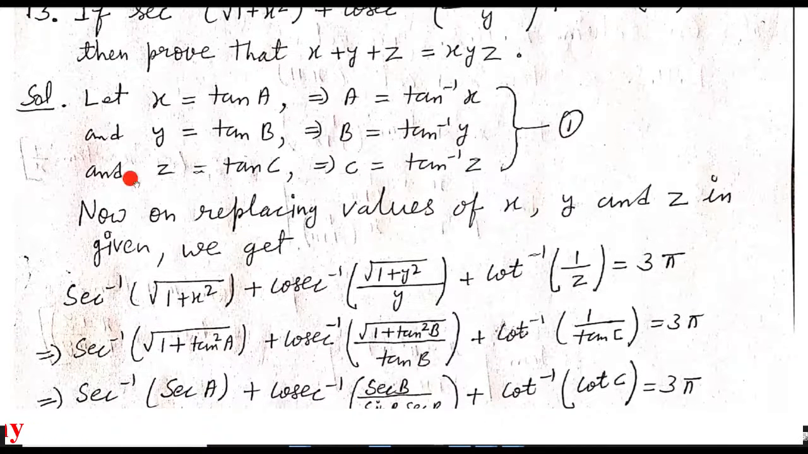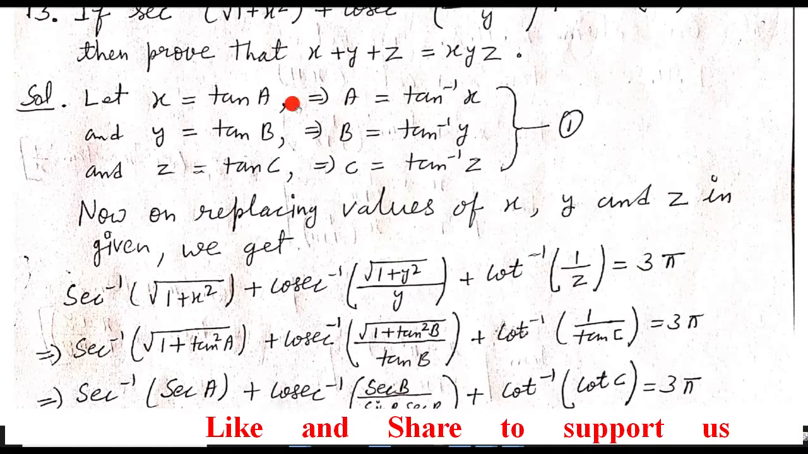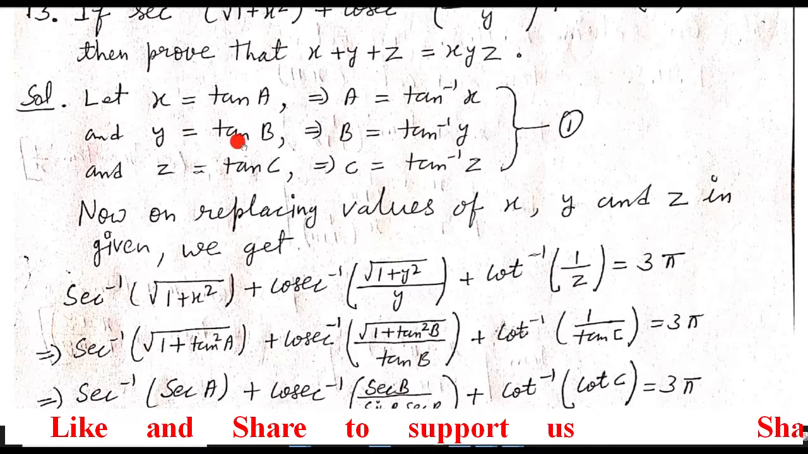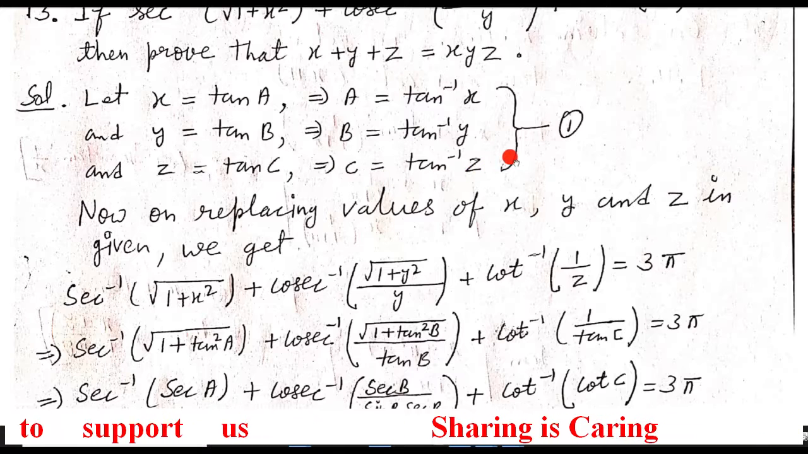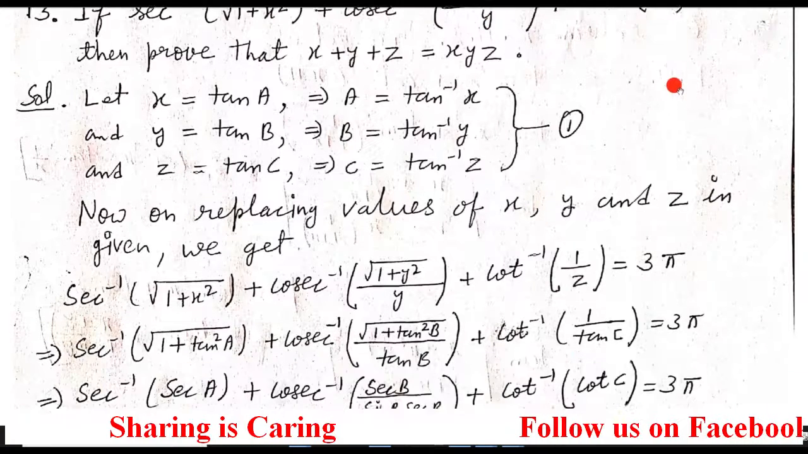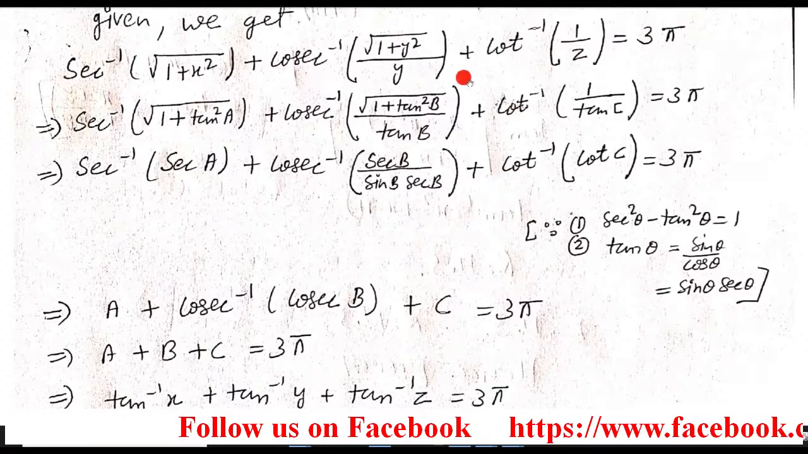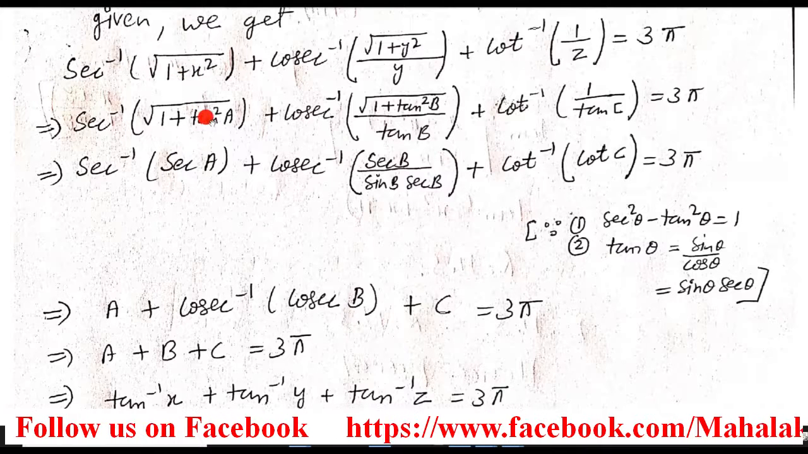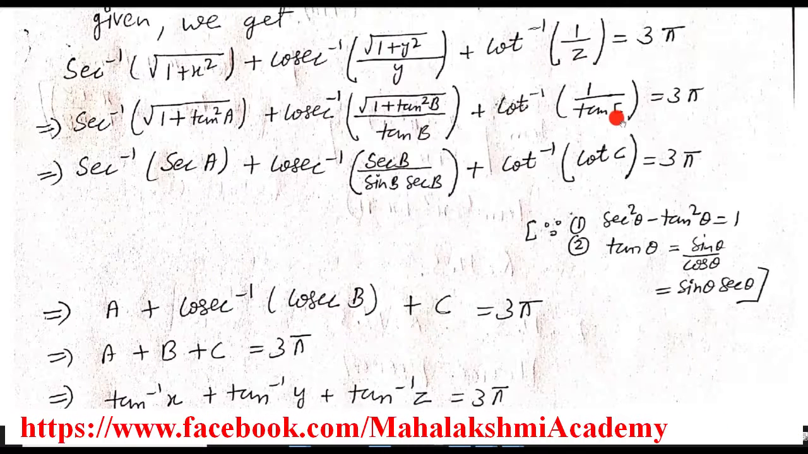Now we had assumed here x is equal to tan a, y is equal to tan b, and z is equal to tan c. That gave us, because this tan will go here, tan inverse x. So from here we got a is equal to tan inverse x, and from here b is equal to tan inverse y, and from here c is equal to tan inverse z. Now we will do all these replacements in x, y and z. So I wrote here the question, the given thing, and in the given thing we will do the replacement. Instead of x I wrote tan a, instead of y I wrote tan b, and instead of z we wrote tan c.